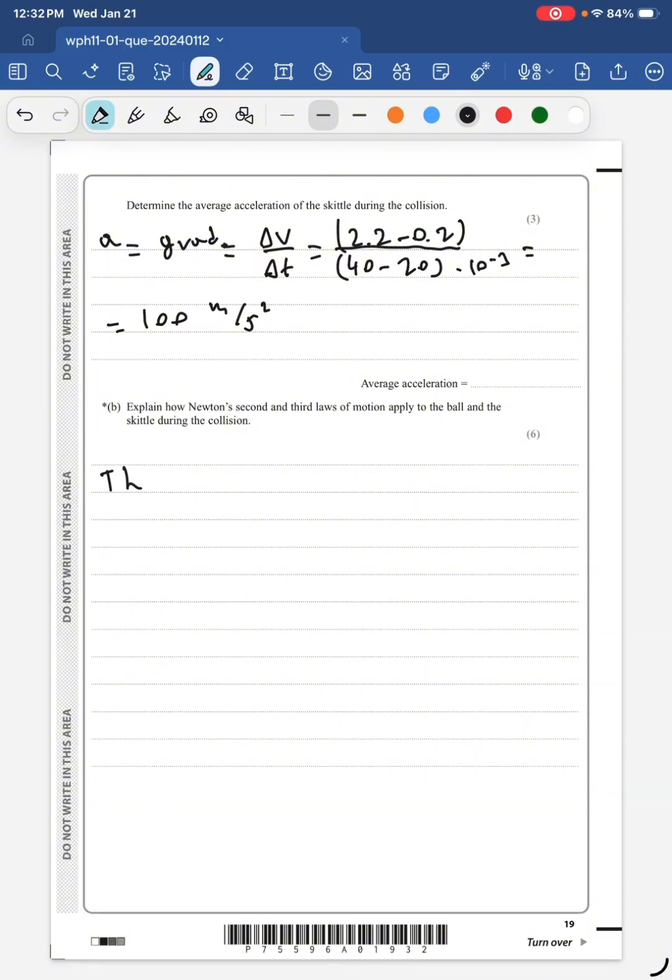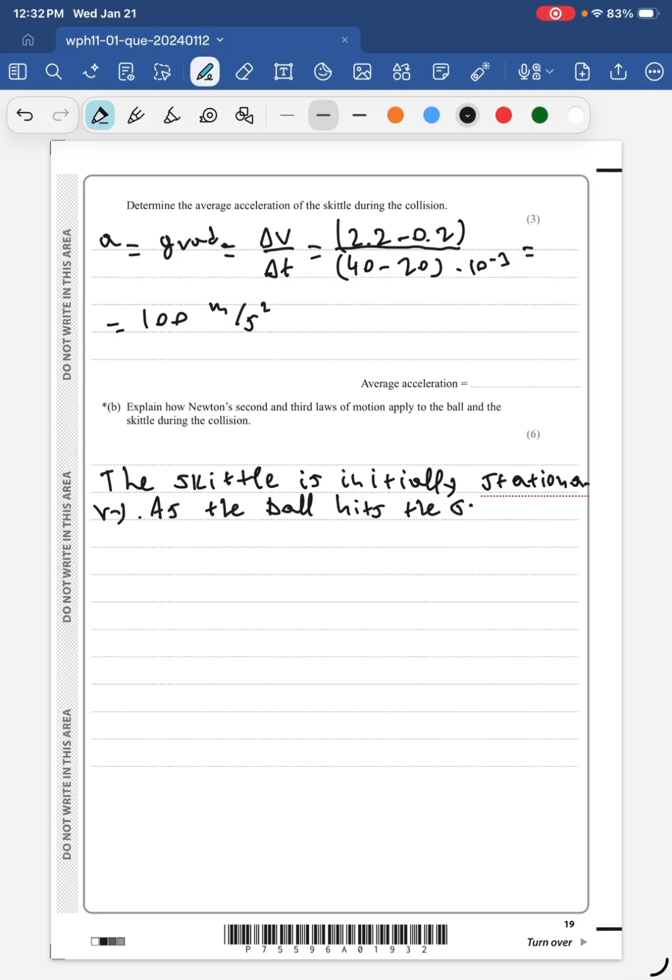So the skittle is initially stationary. Okay, as the ball hits the skittle, its momentum changes by delta P during a collision time of delta T.